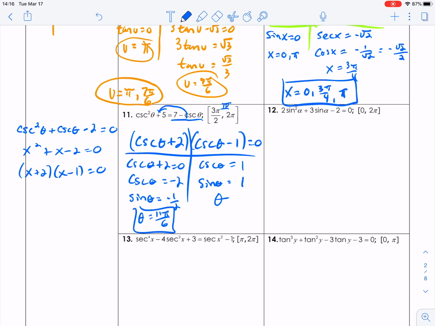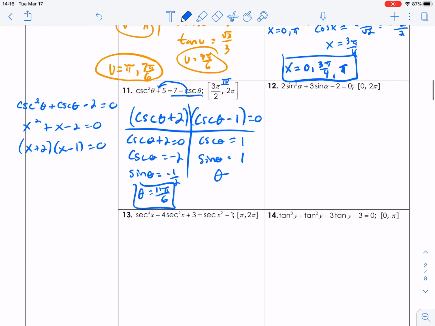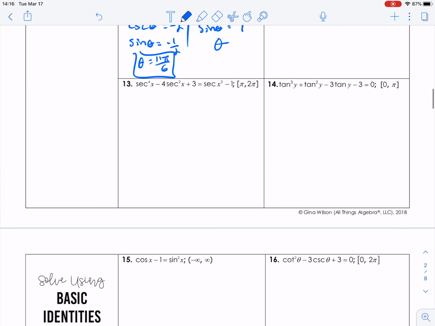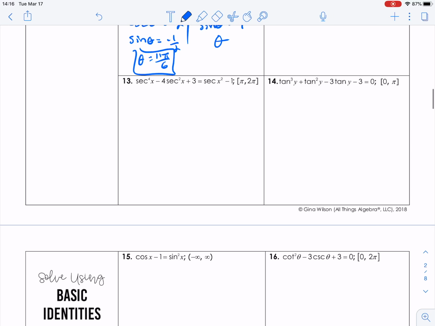And there we go. So 12, same thing. I think you got the hang of that. If you don't have the hang of that, that would be like 2x squared plus 3x minus 2 equals 0. And then you would solve like you would a regular quadratic function. Okay, number 13. Oh boy, it's a little bit trickier, so let's do this.